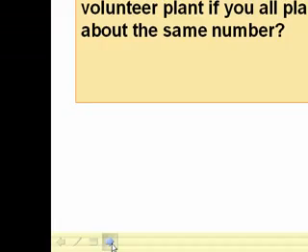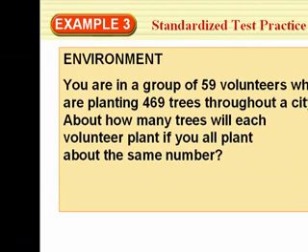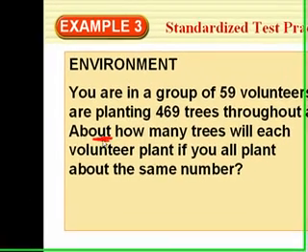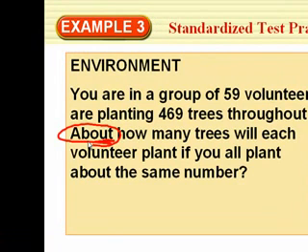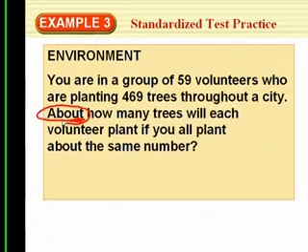Environment and standardized test practice usually means it's going to have a multiple choice answer to it. You are in a group of 59 volunteers who are planting 469 trees throughout a city. About, and there's a key word right there, about, doesn't mean exactly, it means about how many, so it's an estimate. How many trees will each volunteer plant if you all plant about the same number? So that means we can divide up by the same number.